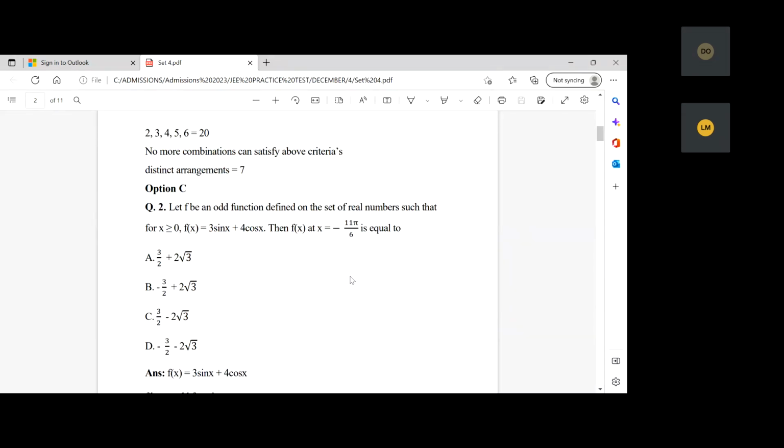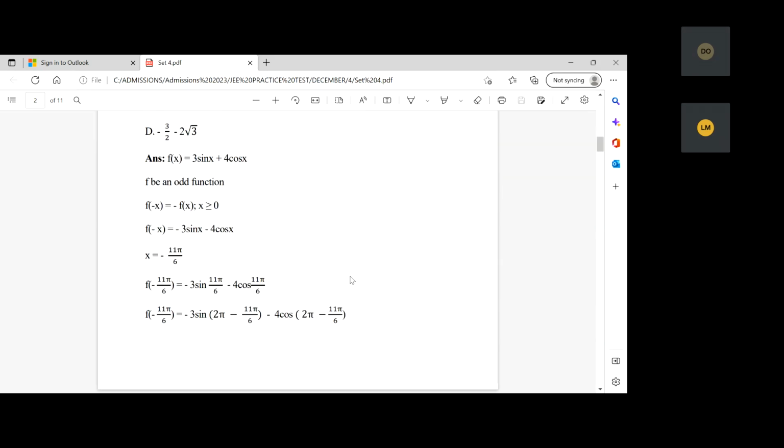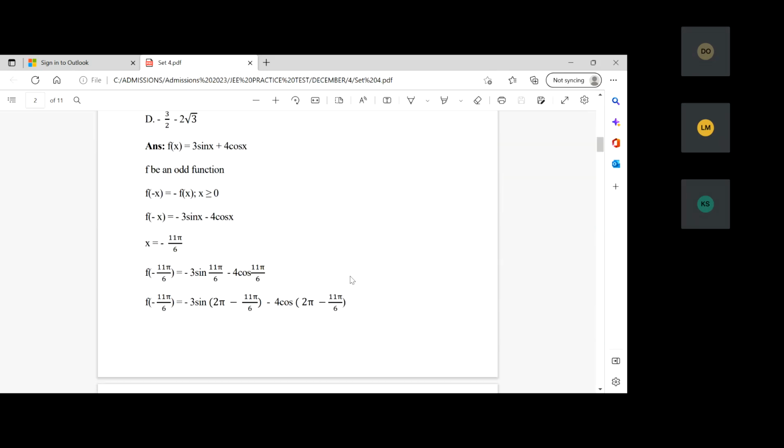So let's discuss this question. It's a very simple question. Whatever is given, I'm just going to write it. There are multiple methods, I hope everybody has an idea that there are multiple methods to solve a single question. Here, f of x is equal to 3 sin x plus 4 cos x, and f is given as an odd function. When it's an odd function, we know f of minus x is equal to minus f of x. The condition given in the question is x is greater than or equal to 0. So what will be f of minus x? It is minus 3 sin x minus 4 cos x.